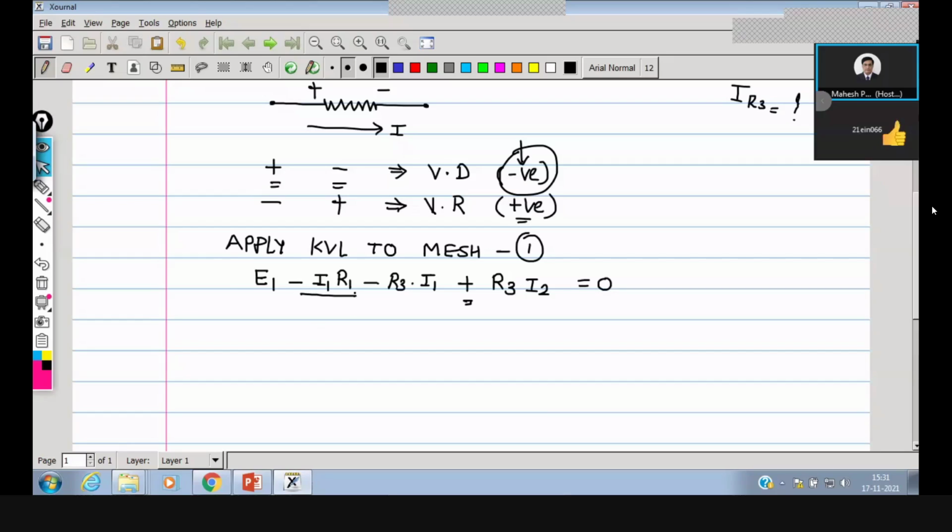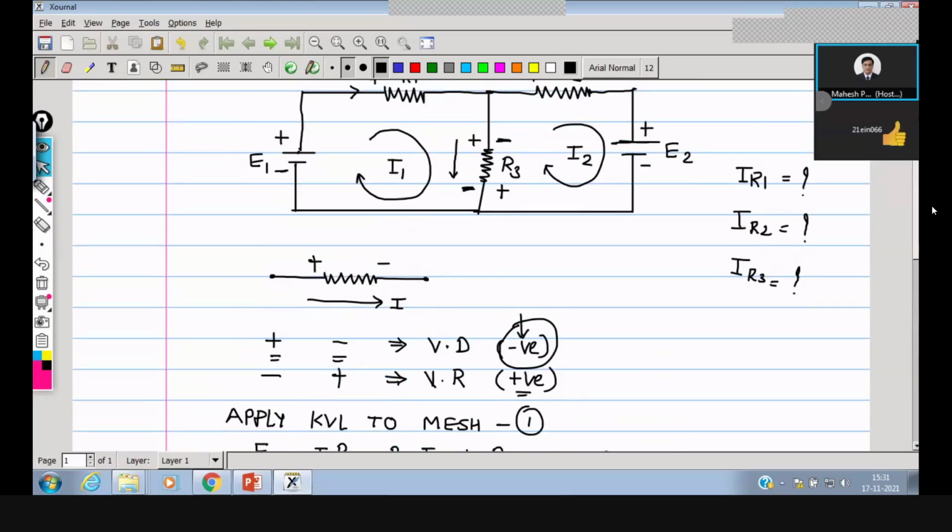Say, for example, I1 that we can take as common. So if we take minus into bracket R1 plus R3 into I1, then plus R3 I2 is equal to minus E1. We can write this as expression number 1. Clear? Similarly, we can write for mesh 2.